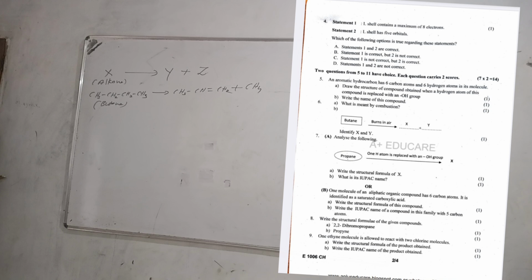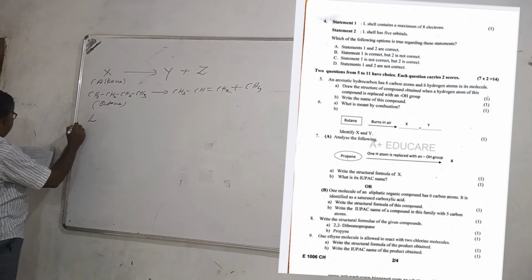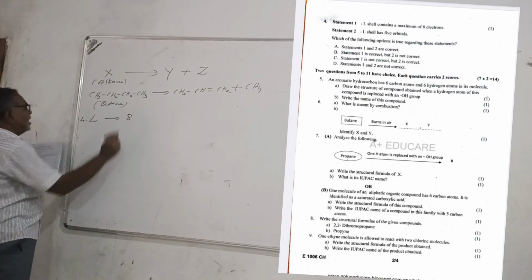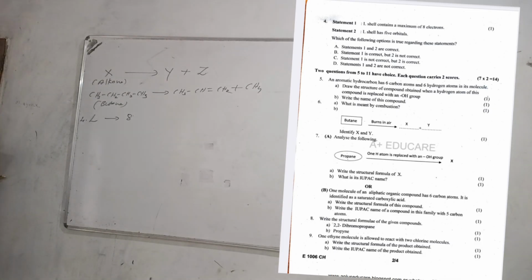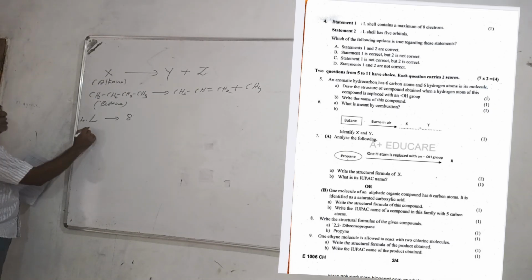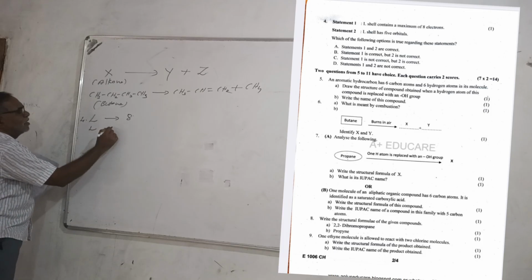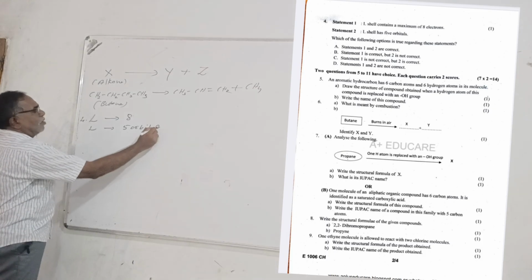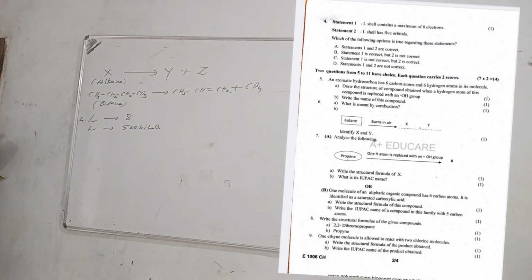Question number 4. Statement 1: L shell contains a maximum of 8 electrons. Statement 2: L shell has 5 orbitals. Which of the following options is true regarding these statements? The options say statements 1 and 2 are correct.